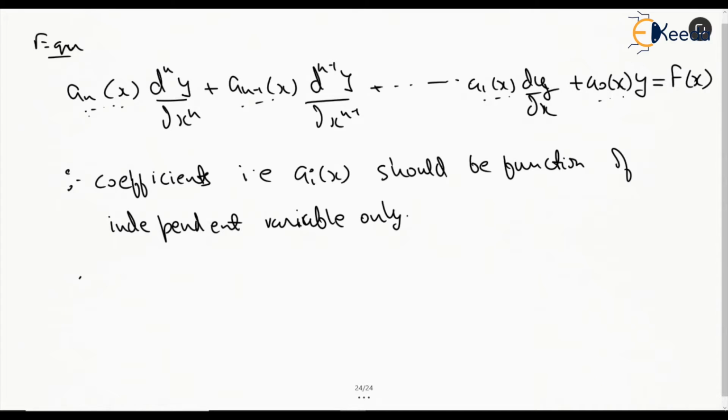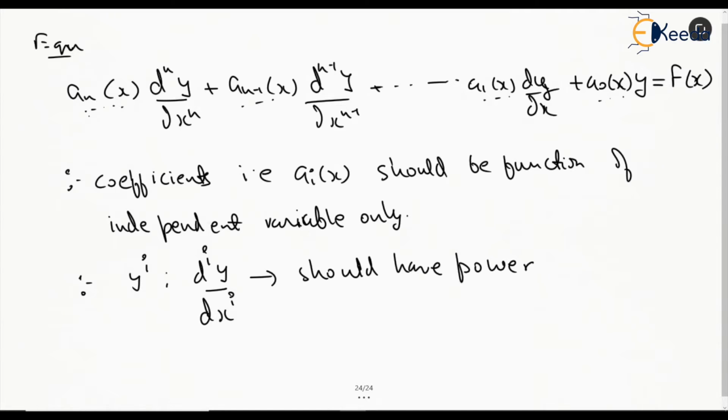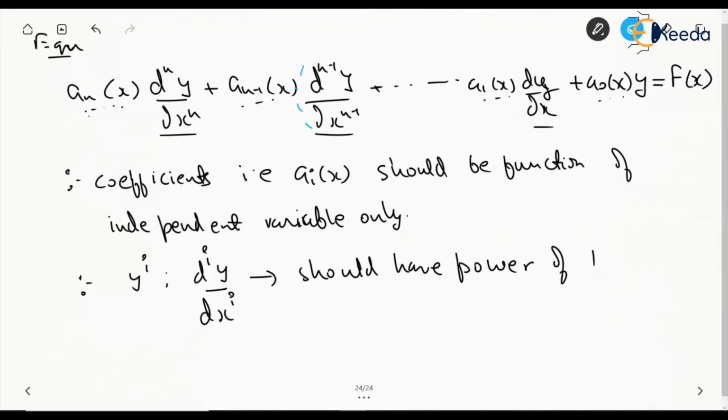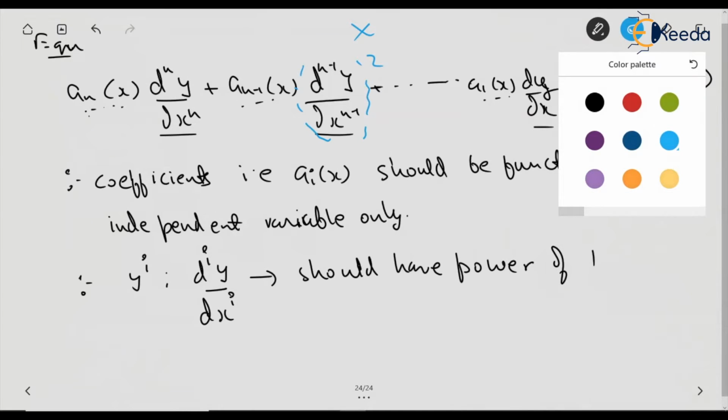Other than that, all the nth derivatives we have, any individual ith derivative, that is d^i y by dx^i, should have a power of 1, right? You can see all these derivative terms are raised to power 1. None of them are raised to, let's say, square. So it is not like that, right? That means all of them are raised to power 1.